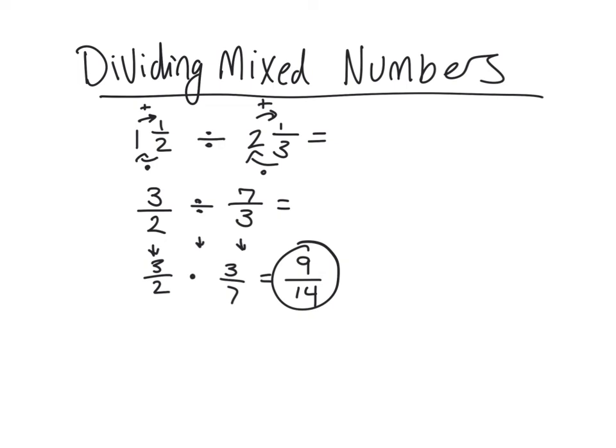So for dividing mixed numbers, the very first step is to change these mixed numbers into fraction form. And then we keep the dividend the same, change from division to multiplication, and take the reciprocal of the divisor and multiply.